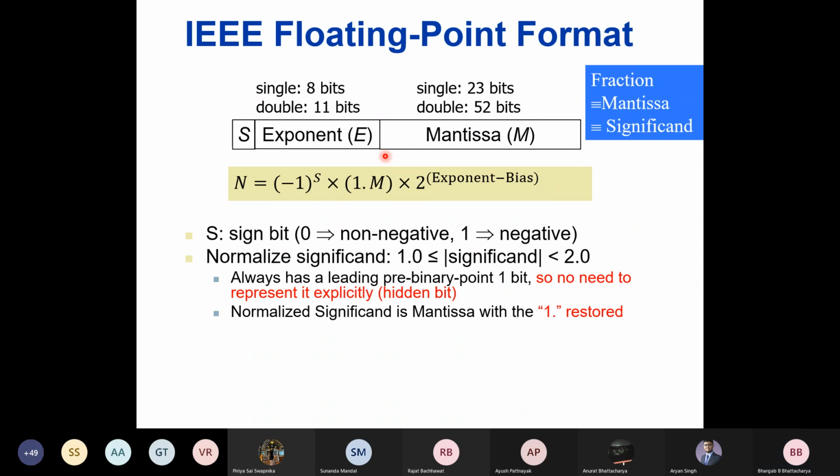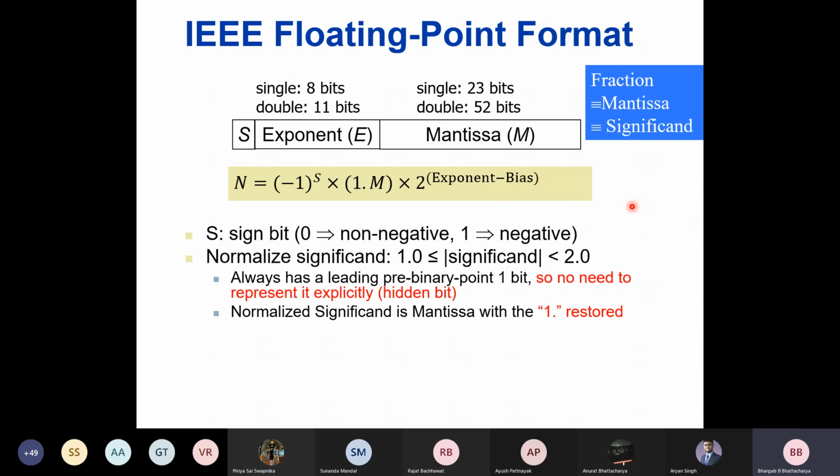Sir, we keep the bias to allow for negative exponents also. But instead of the bias, I could have used this exponent in 2's complement form. You have 8 bits, yes. I could have used these 8 bits in 2's complement form, and it would have served the same purpose, to represent positive and negative exponents. But still we do this kind of minus bias, minus some bias. Yes.